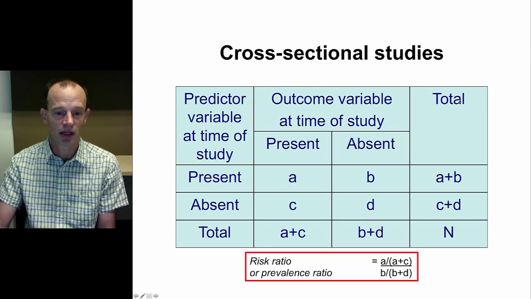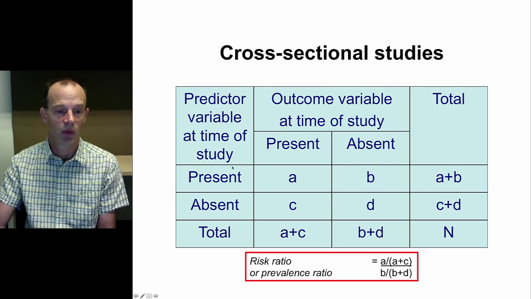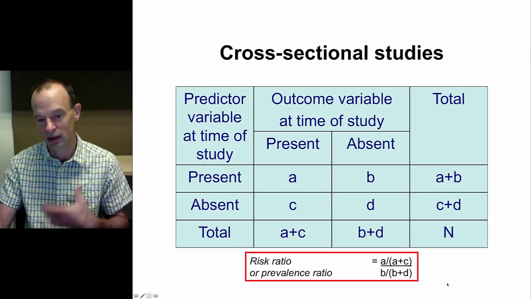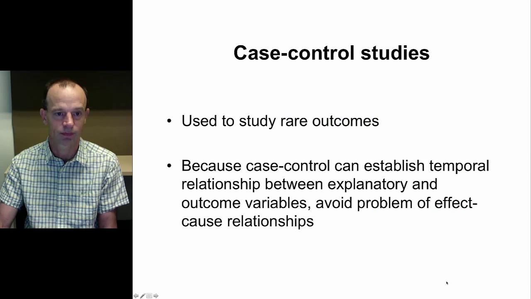And when you're analyzing cross-sectional studies, you usually end up with something called a risk ratio or a prevalence ratio. And here's the formula for calculating these. So essentially, you're looking to see whether the outcome variable at the time of the study is present or absent, and whether the predictor variable or the explanatory variable at the time of the study is also present or absent. And you'll see this similar kind of analytic approach to other studies in subsequent slides.